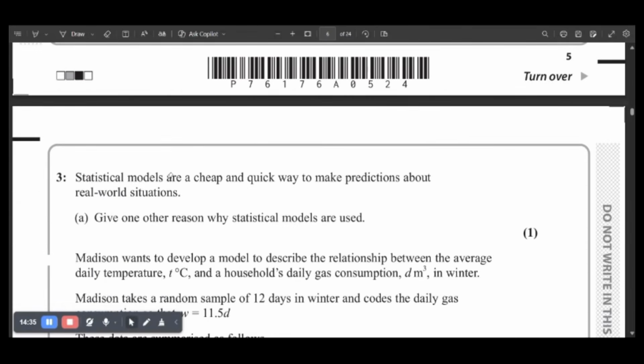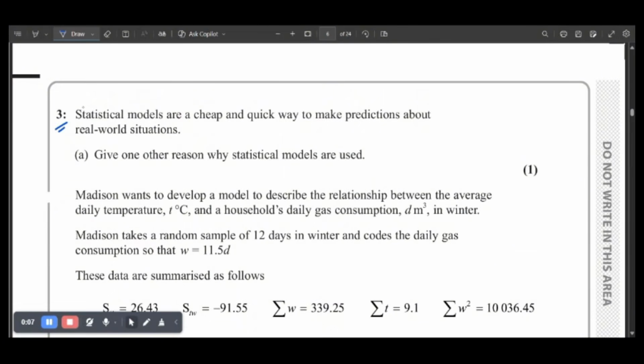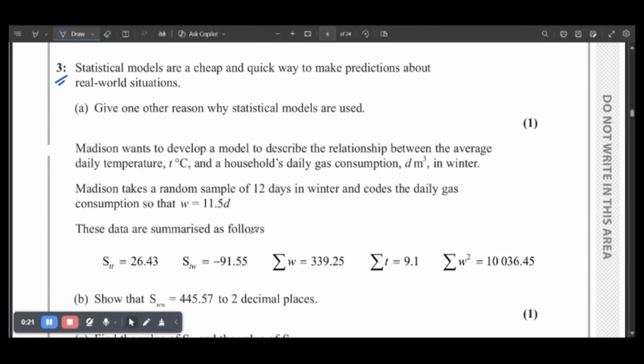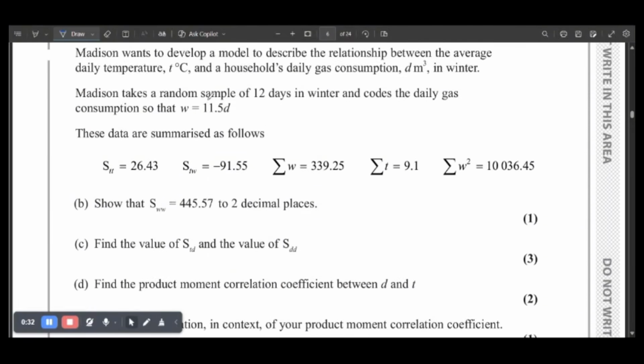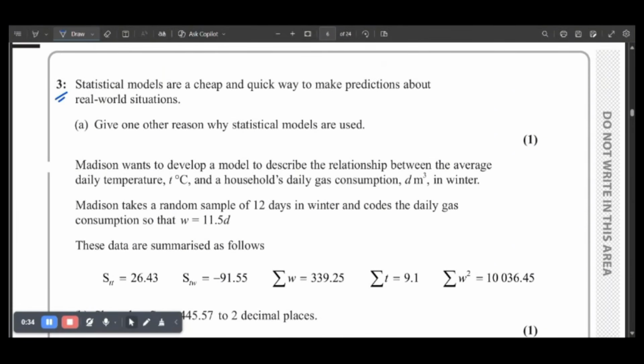We can now move to the third question. Here we have question number 3. It says, statistical models are a cheap and quick way to make predictions about real world situations. Give one other reason why statistical models are used. So we can say to analyze, improve, and have a better understanding of our model or our data.